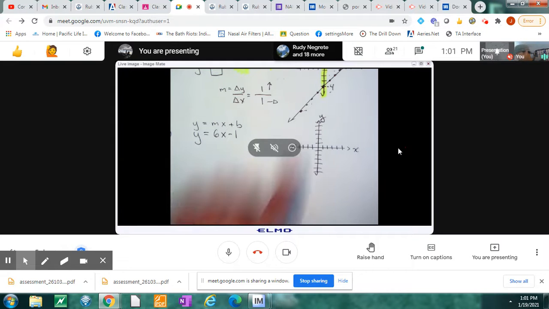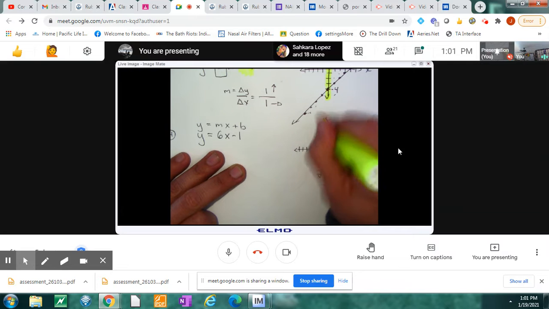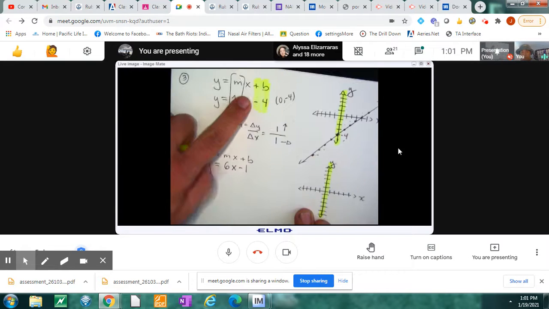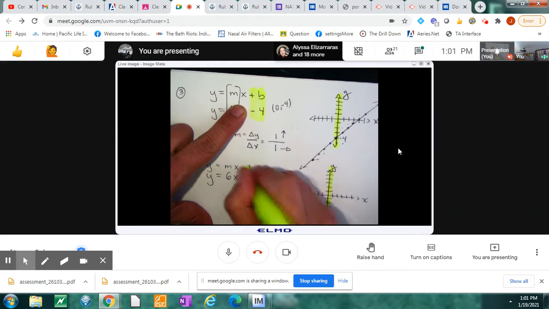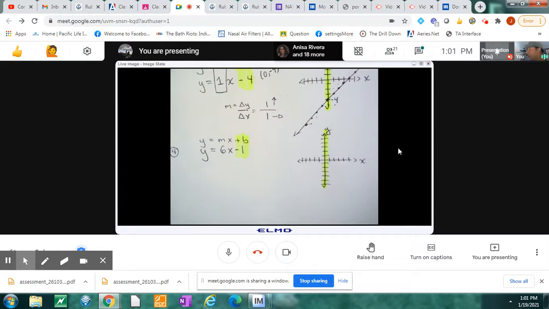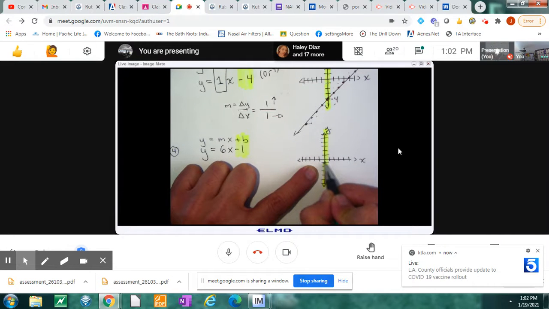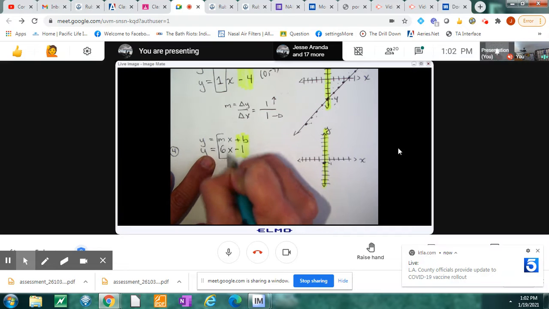So remember, where am I going to start? On the y-axis, correct? And remember, that's always your B. So what is my starting point? Where am I going to put the first dot? What number is that? -1, right? So where is that? -1 is right there. That's your -1. Okay? So now you're going to need to move it.